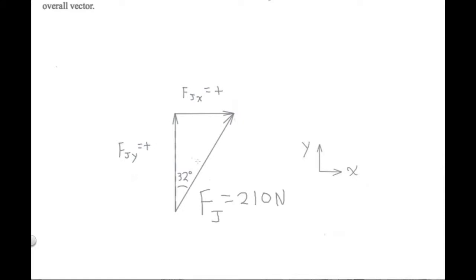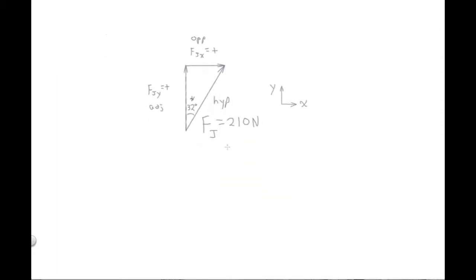Now we're ready to label this side as the hypotenuse because it's opposite to the 90-degree angle. Here's the angle that we're focusing on, the 32-degree angle that we were given. So this side gets labeled as adjacent because it's adjacent to the 32-degree angle that we're focusing on, and this side gets labeled as opposite because it's opposite to the 32-degree angle that we're focusing on. Now we can apply SOHCAHTOA.